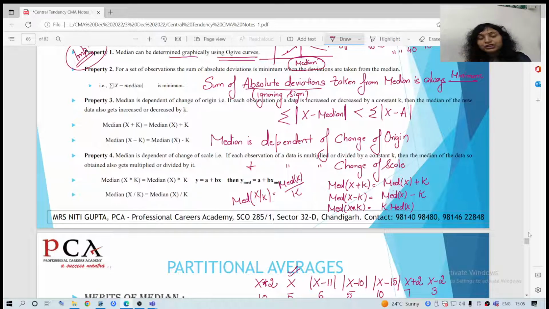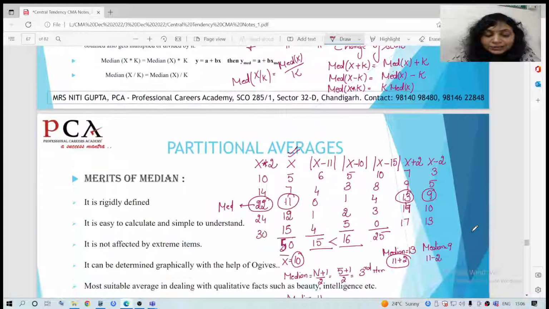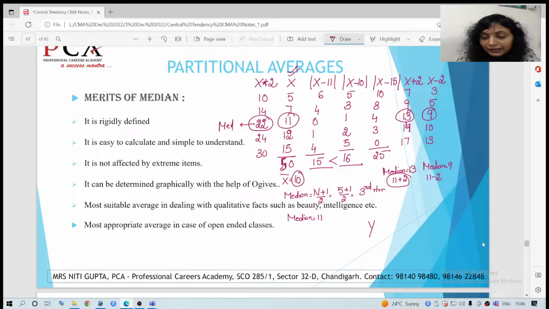Now what type of questions can they ask you regarding this property? This property is there in mean, median, and mode as well. They can ask, suppose the relationship between x and y is y equals a plus bx. If median of x is 5, find median of y. Simply you have to do y median is equal to a plus b x median.